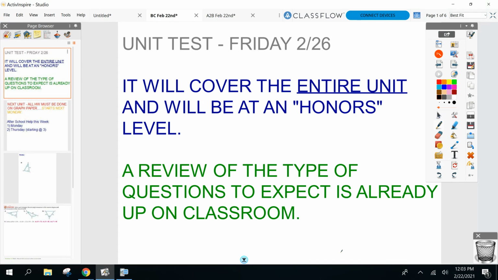How many points will it be worth? I haven't determined that yet. Probably between a 30 and 40 point range. Got it. Yep.